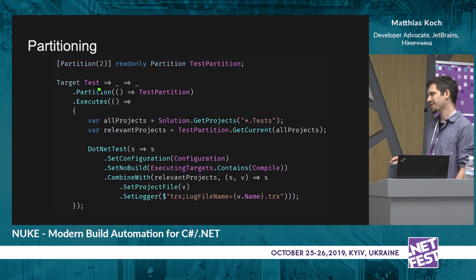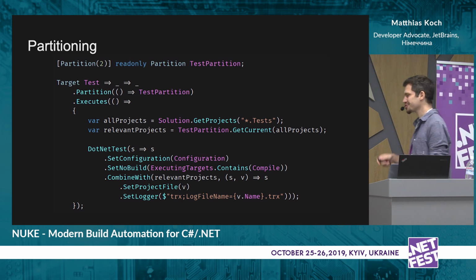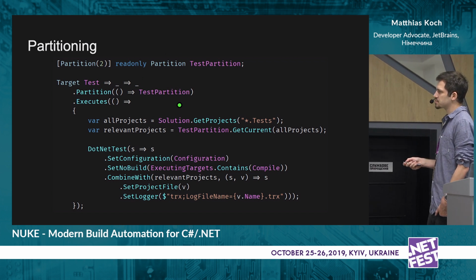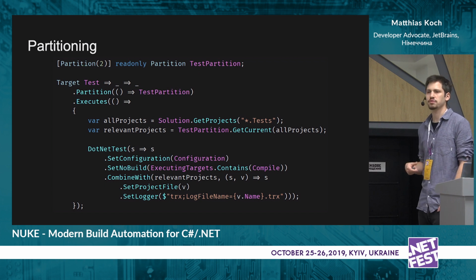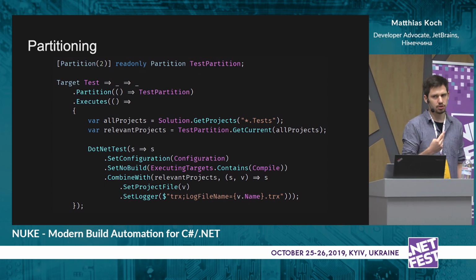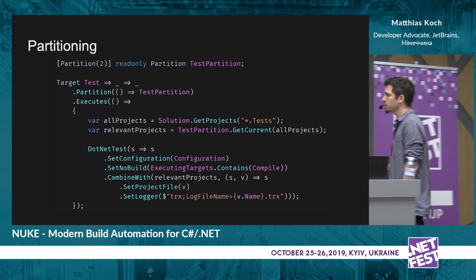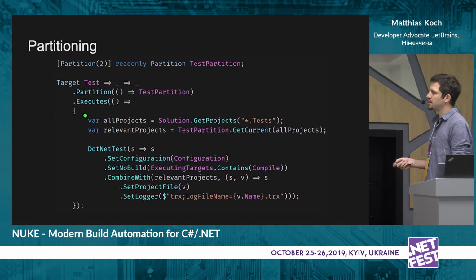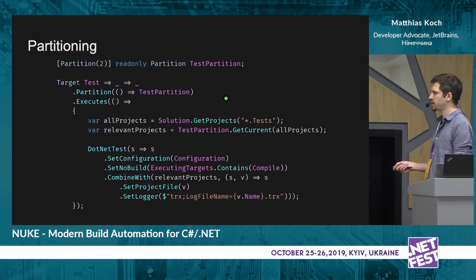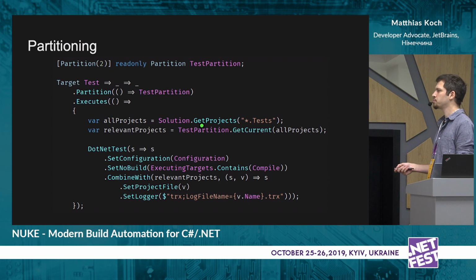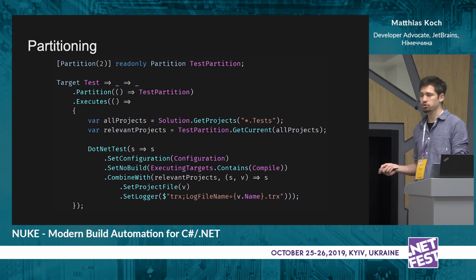I feel like I should rename that to be partitioned, but anyway, it's using the test partition. And for the test partition parameter, we are defining that it's a partition of 2. So a total of 2 partitions. And inside the implementation of that target, we have first all the test targets, which we can get, and then the relevant projects for the current partition.